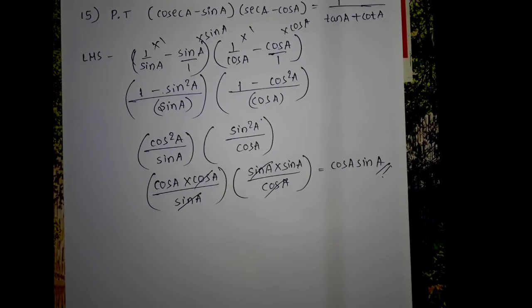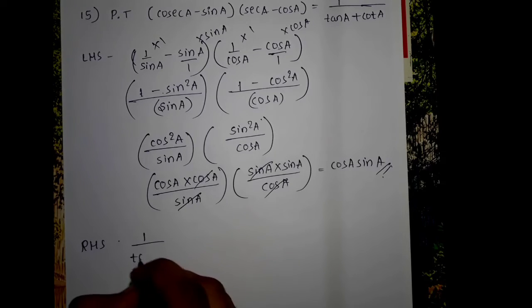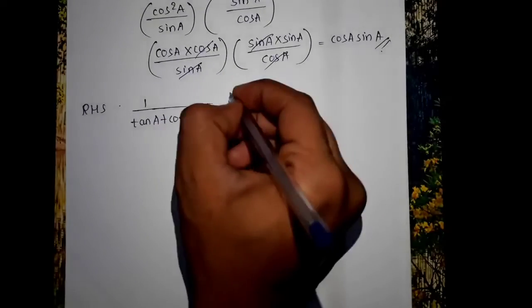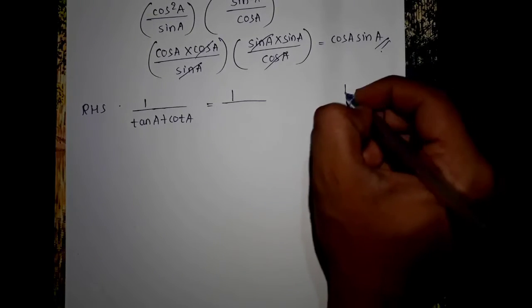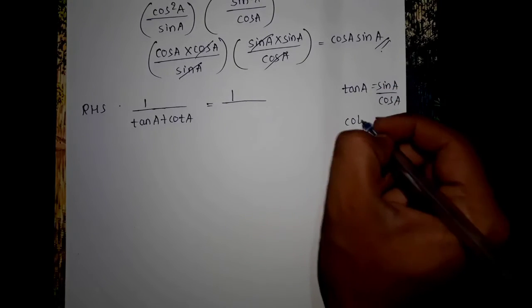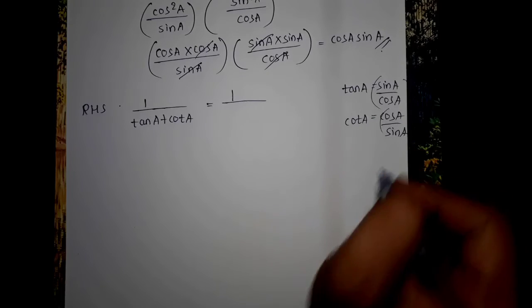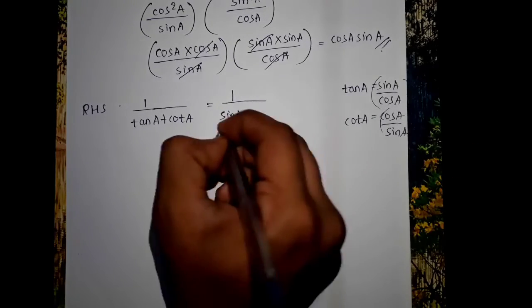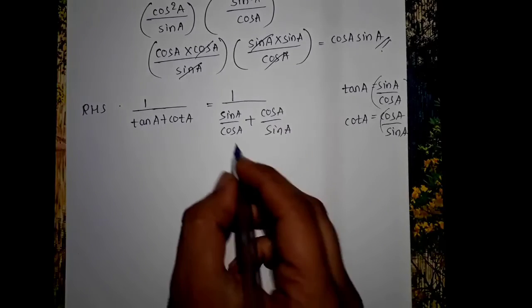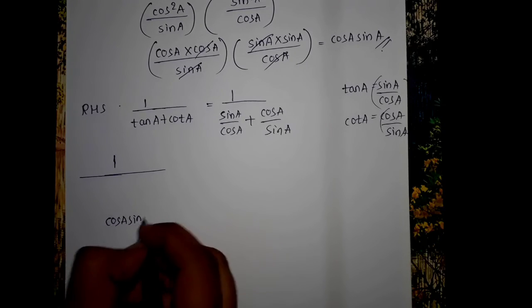Now let us go for the RHS. What is RHS? 1 by tan A plus cot A. Here what we have to do is substitute the tan A and cot A. Tan A is equal to sin A by cos A, and cot A is equal to cos A by sin A. Now sin A by cos A plus cos A by sin A. Now taking LCM, that is 1 whole divided by what will be LCM? Cos A sin A will be LCM here.